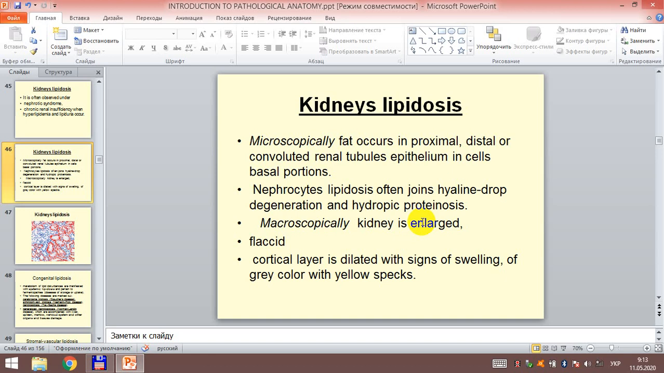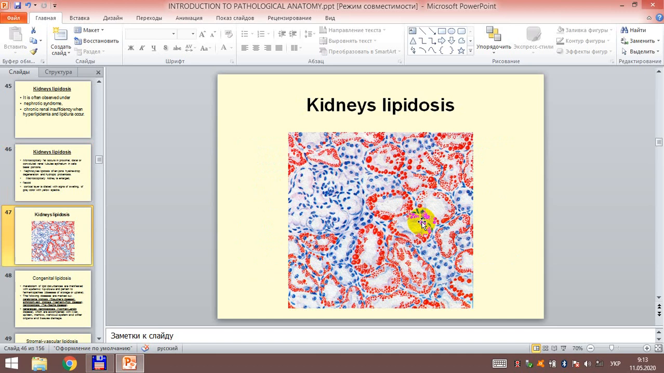Macroscopically, the kidney is enlarged and flaccid, the cortical layer is dilated with signs of swelling, gray in color with yellow specks. This picture shows microscopic signs of kidney lipidosis: orange color presents accumulation of lipid in the nephrothelium, this is a specific stain of the histological preparation. Congenital lipidosis.